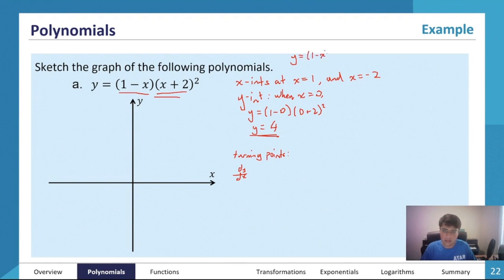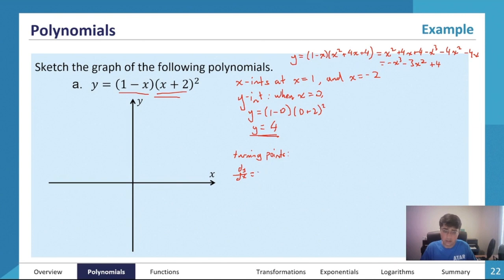So that's 1 minus x times x squared plus 4x plus 4, which is equal to, let's see, x squared plus 4x plus 4 minus x cubed minus 4x squared minus 4x. And then if we collapse those terms down, we're going to get negative x cubed, what is that, minus 3x squared plus 4. Okay, so we have now this in expanded form, so now we can take the derivative.